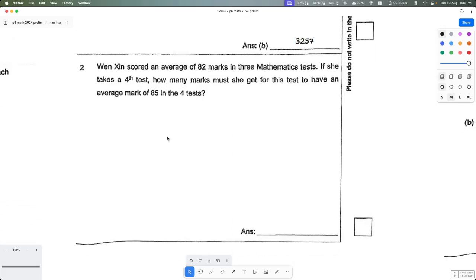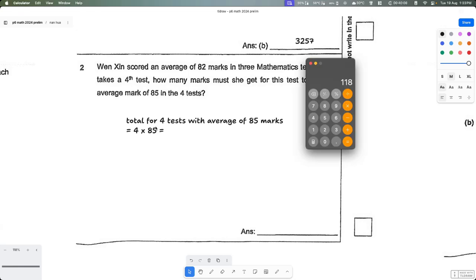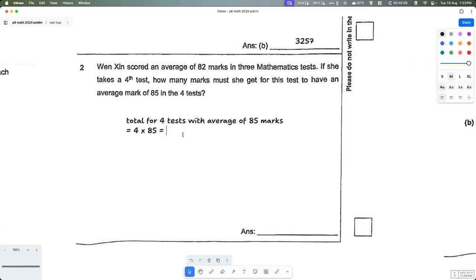Question number 2. Wen Xin scored an average of 82 marks in 3 mathematics tests. She takes a fourth test. How many marks must she get for this test to have an average mark of 85? What we can do is get the total for 4 tests with an average of 85 marks, which is 4 times 85, and this will give us 340.